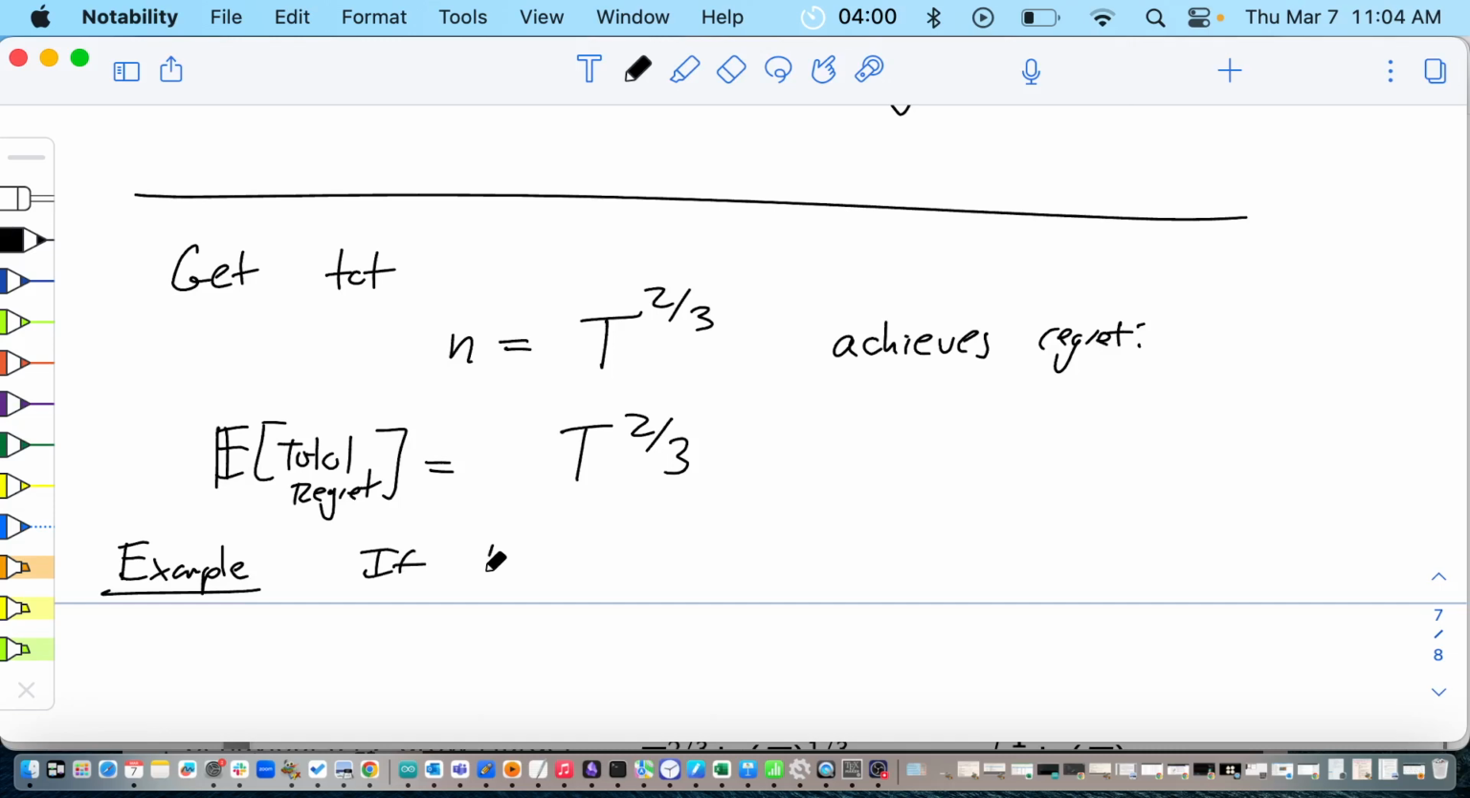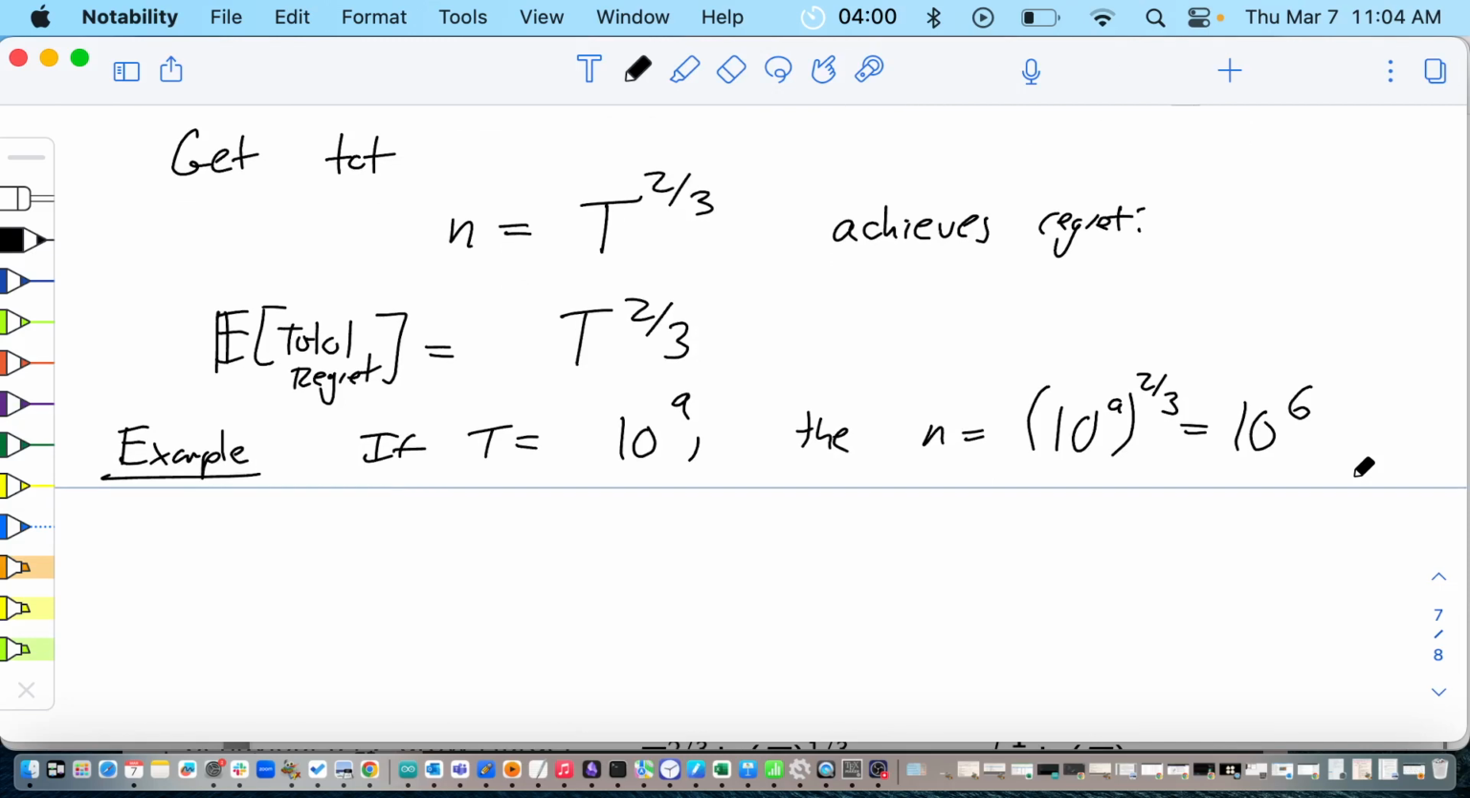if t equals 1 billion, also known as 10 to the 9, then n equals 10 to the 9 to the power 2/3 equals 1 million. So you explore for 1 million rounds, and then you go greedy after that. And the total regret you have will also be about 1 million. The total regret is on the order of 1 million.